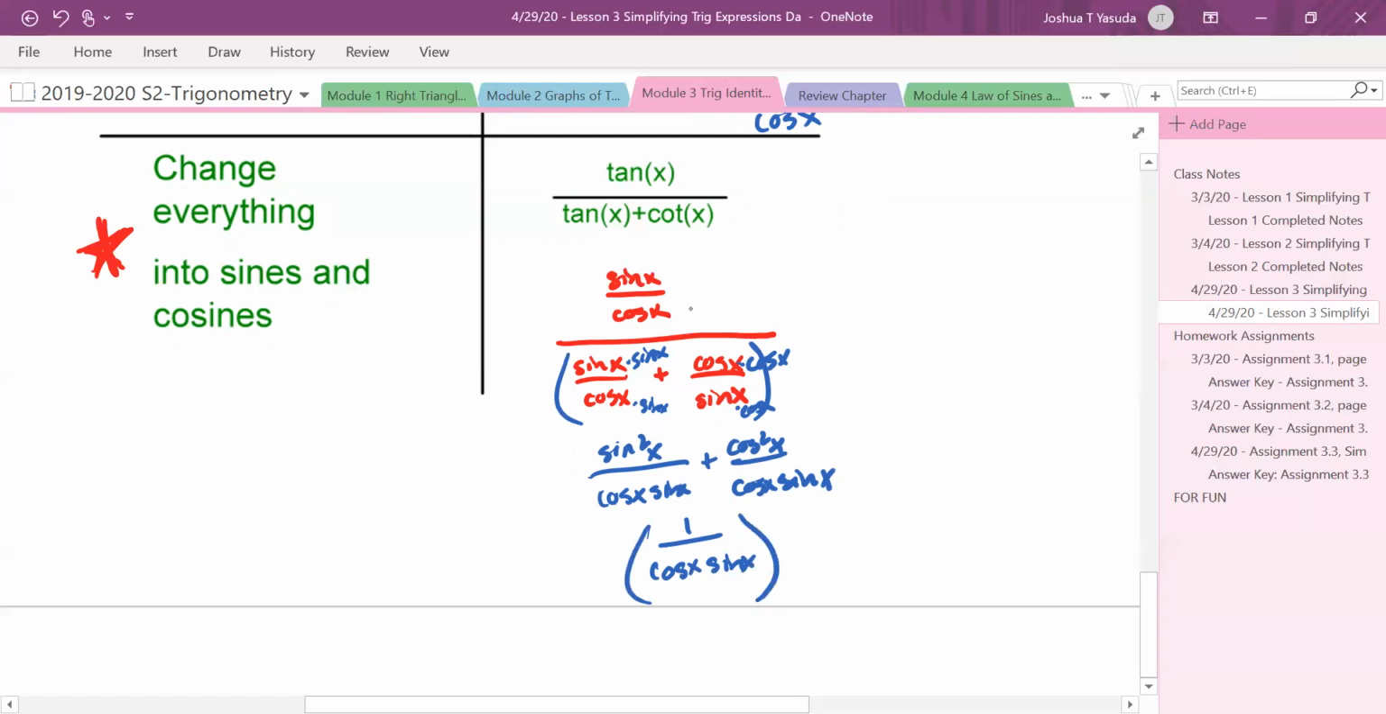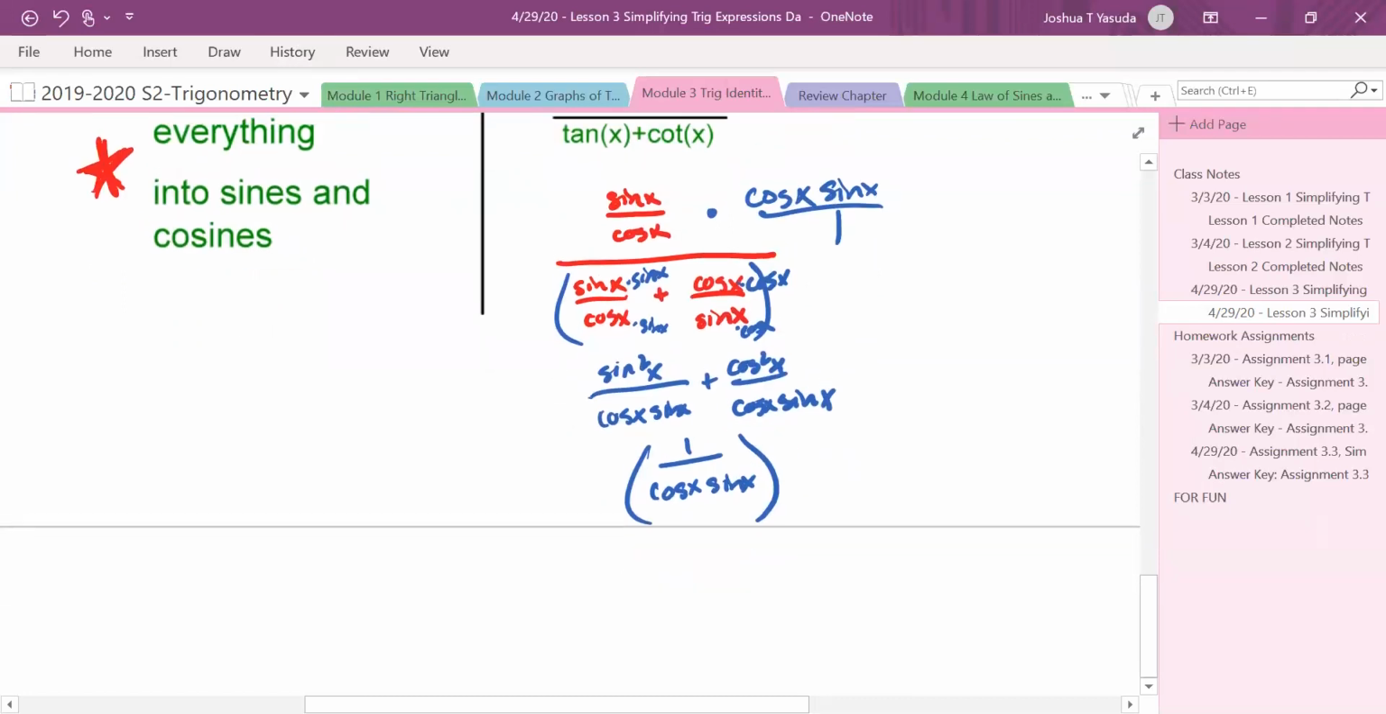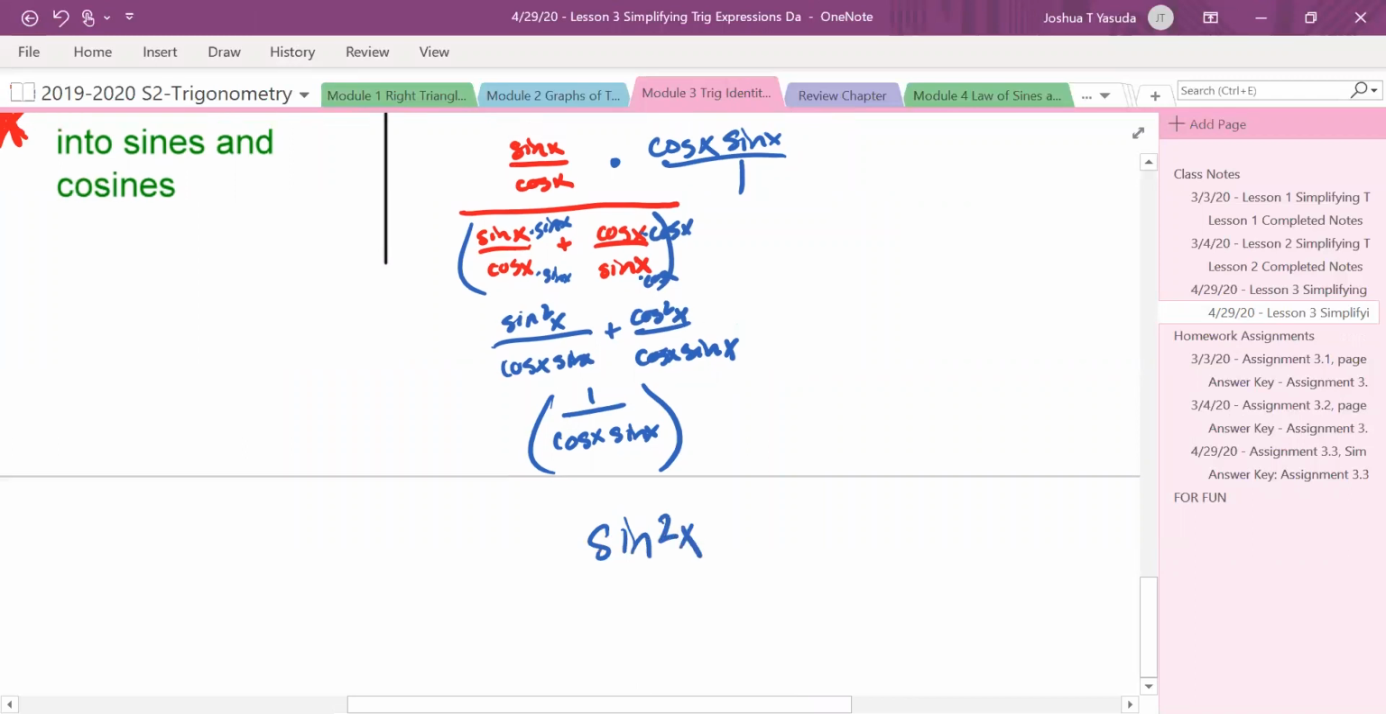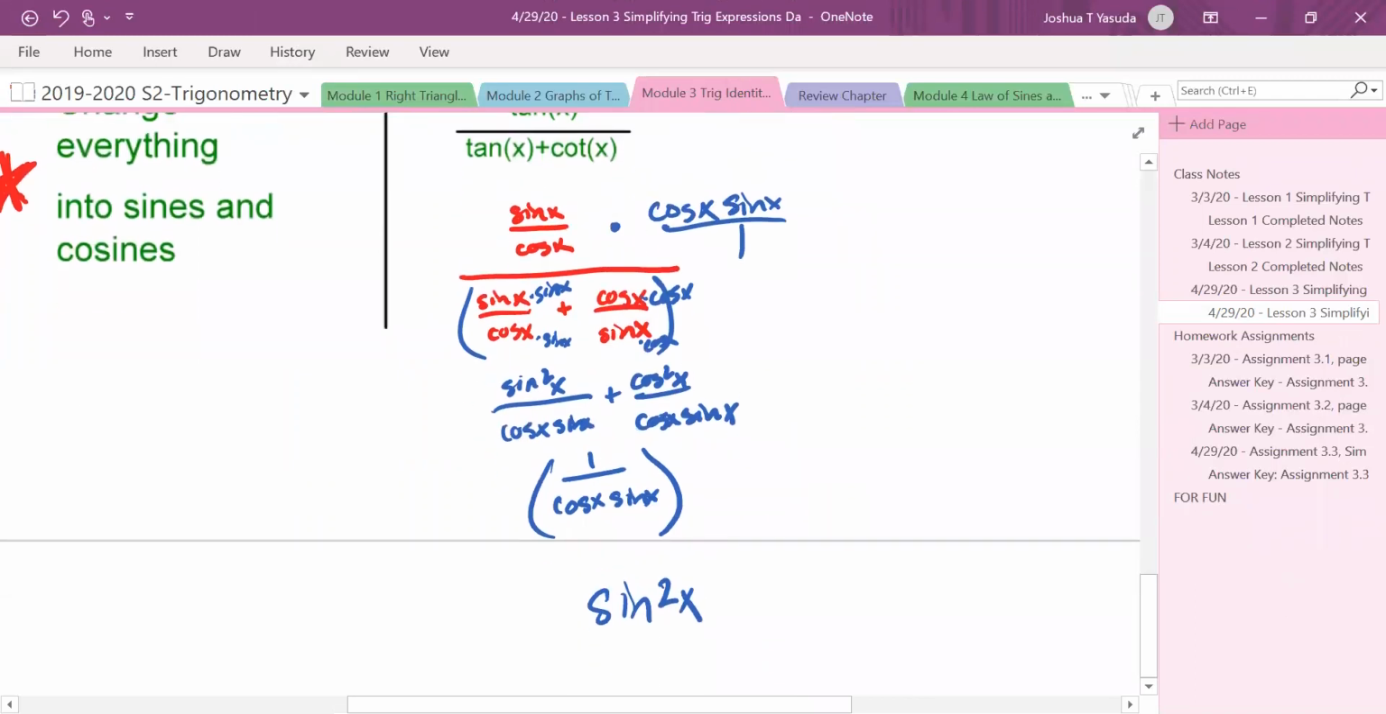And when you divide fractions, what do you do? You multiply by the reciprocal. So cosine of x sine of x over 1 is your new problem, and the cosines would reduce. And this whole thing just leaves you with what? Sine squared. Okay, sine squared. So a couple of things, right? The cosines would reduce.